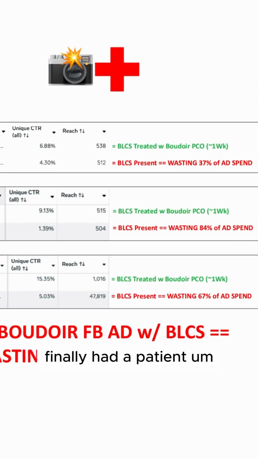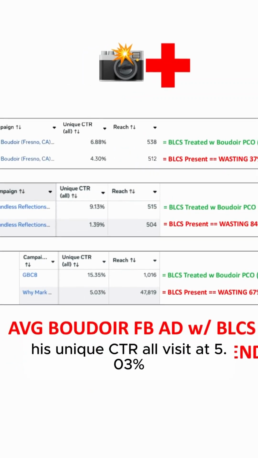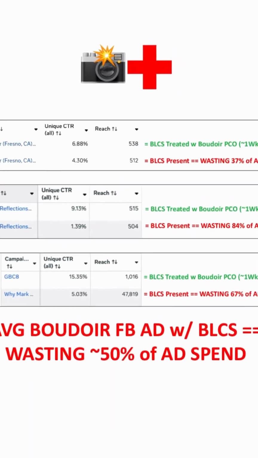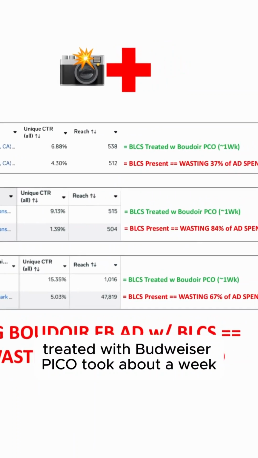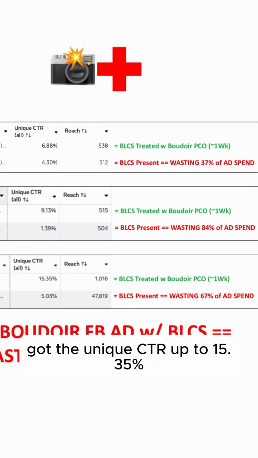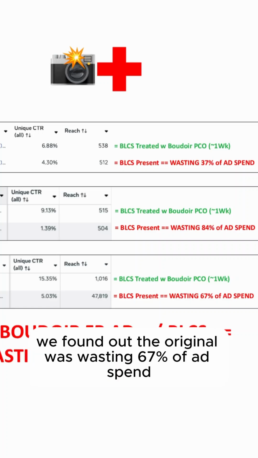Finally had a patient, his unique CTRL was 5.03%, and we actually did some super work on this one. Treated it with Boudoir Pico, took about a week, got the unique CTRL up to 15.35%. So found out the original was wasting 67% of ad spend.